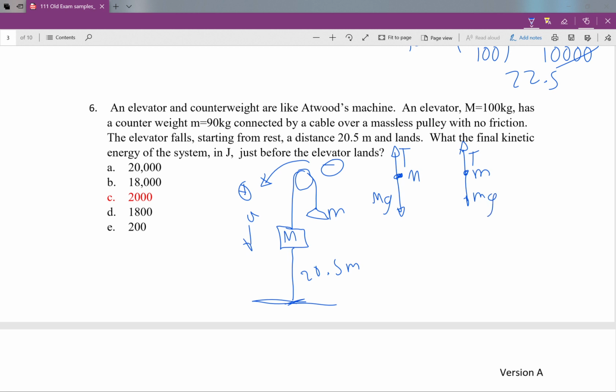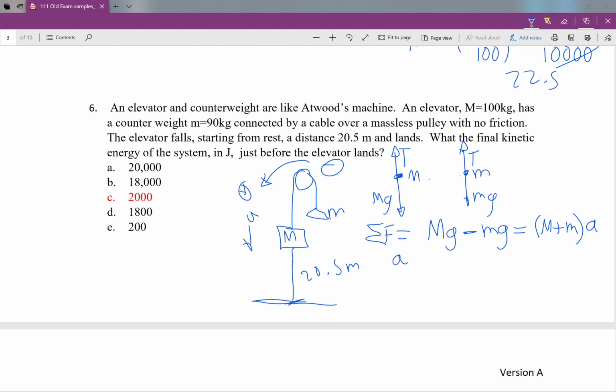Now, if we solve this system using Newton's second law, the sum of the forces will be equal to big Mg minus little mg, which equals both masses, the sum of both masses, big M plus little m, multiplied by the acceleration. Now notice I skipped some steps. The tension cancels out because the tension is the same on both sides, since there's no friction and the pulley is massless.